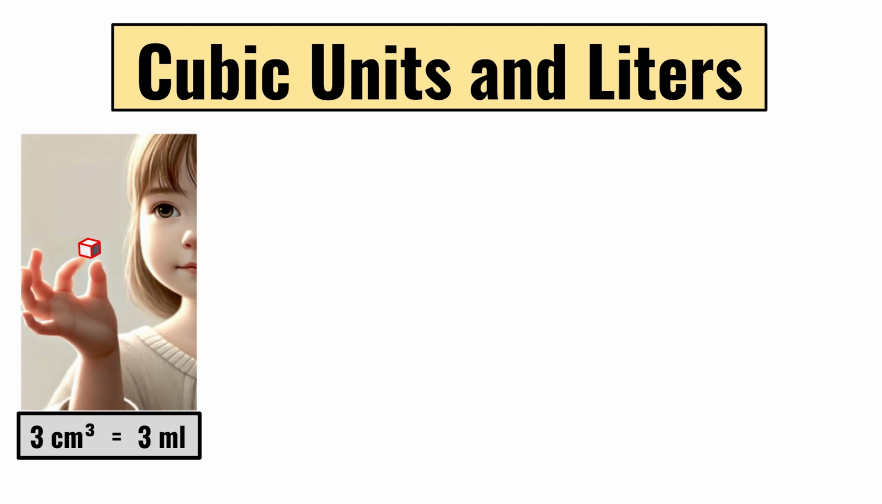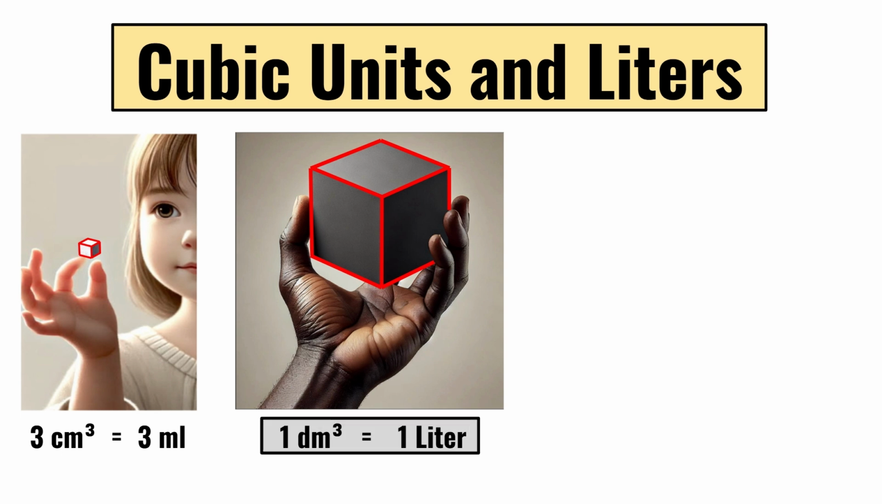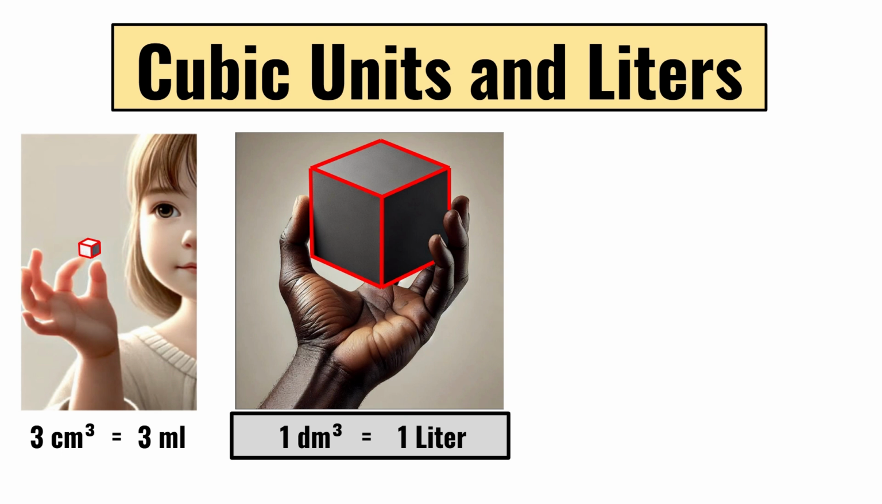The second key fact is that 1 decimeter cubed is equal to 1 liter. This means that the volume in cubic decimeters is the same in liters. Therefore, 2 decimeters cubed equals 2 liters, and 3 decimeters cubed equals 3 liters, and so on.